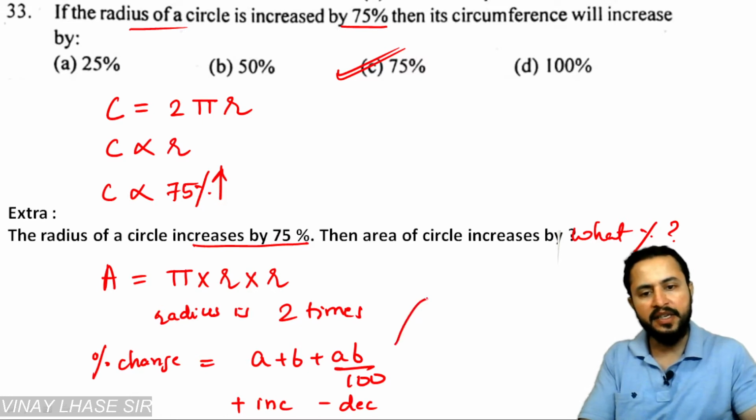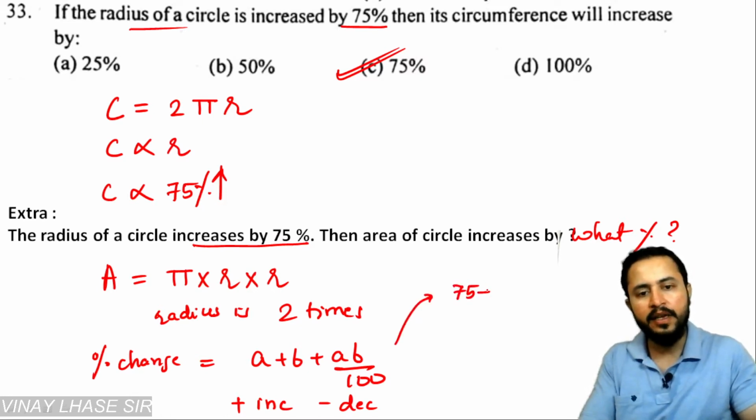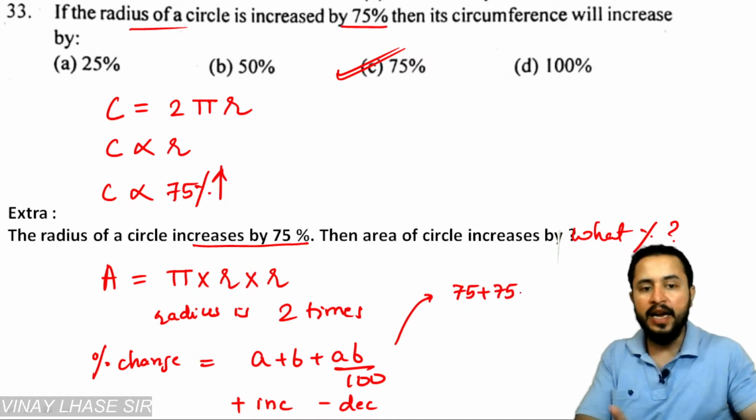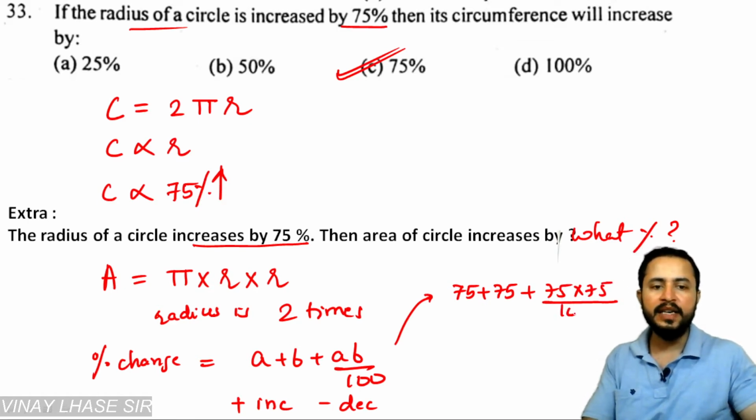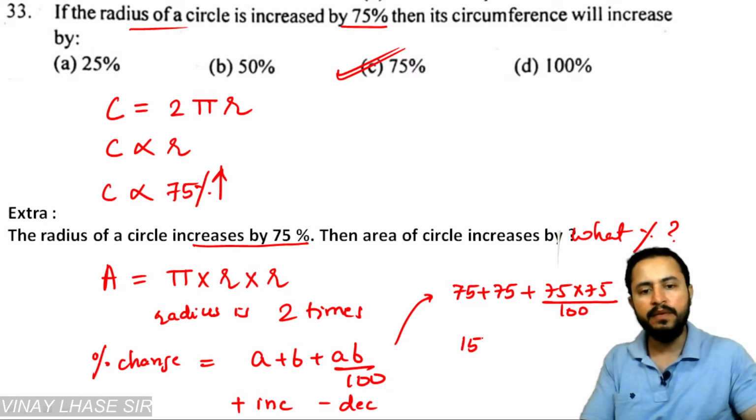So let's write this again here. So first A is increasing by 75 plus 75, B is also increasing by 75, and finally plus AB, that is 75 multiplied by 75, and finally divide by kya karna hai aapko? Divide by karna hai 100. 75 plus 75, we know that is 150, and let's cancel out these numbers. 75, 25, 3s are 25, 4s are.